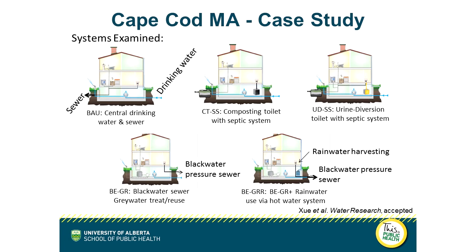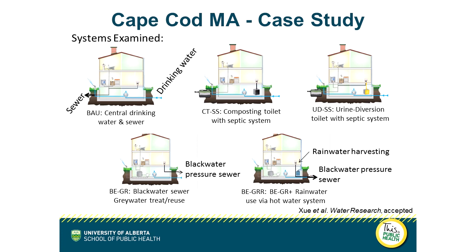Well, when they costed that out, it was going to cost people in the area of Falmouth $60,000 per household. So they rightly said, hey, we're not going to spend that much on putting in a sewer system. Is there not another option? So we looked at composting toilets with septic systems. We looked at urine diversion toilets with the rest going through the septic system. We looked at blackwater sewers for energy recovery, and we looked at blackwater sewers along with rainwater harvesting.